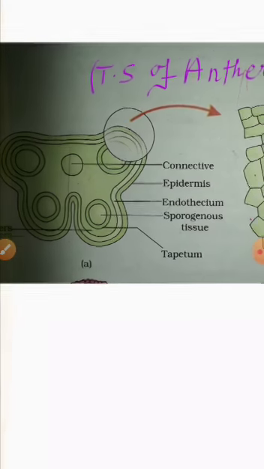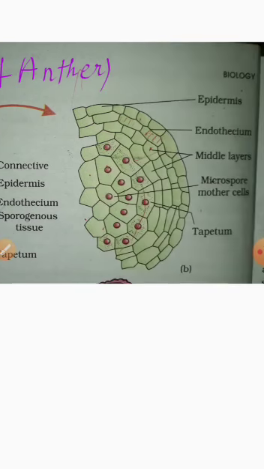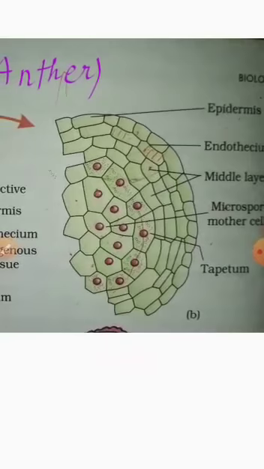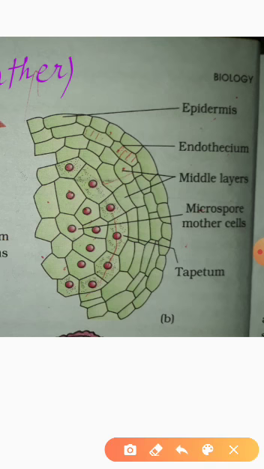Students, I explained in my last video that anther has two lobes. It is bithecous or dithecous, and inside the anther we have four microsporangia, which are also known as pollen sacs. So today we are going to discuss in detail the structure of a typical microsporangium. Right? So be ready.